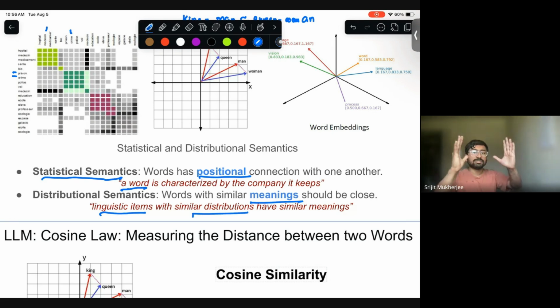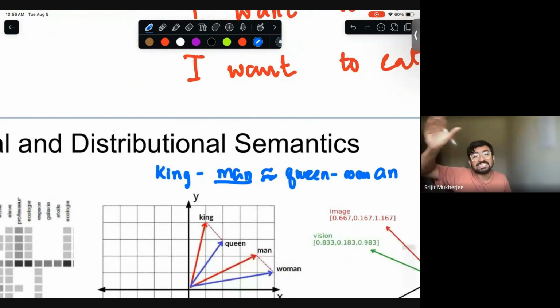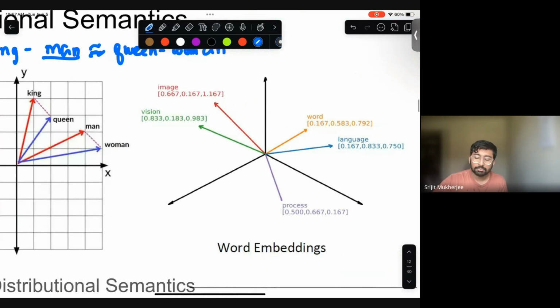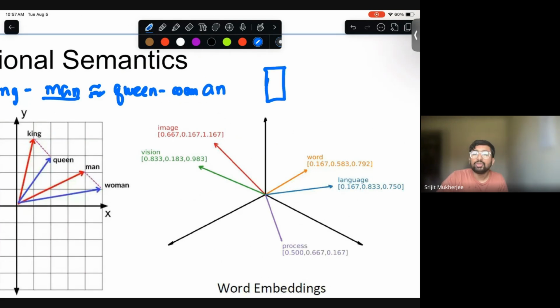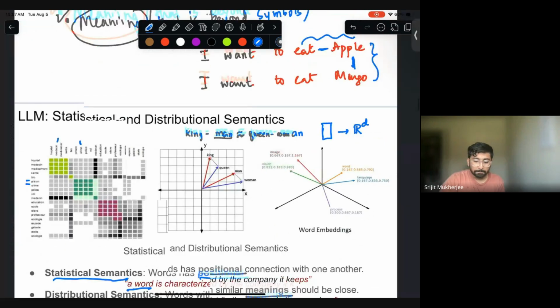It means if two terms are similar, they have similar meaning, they should be together. That means king and man should be together. And not only that, the distance between king and man should be the same as the distance between queen and woman. This mathematical distance should be constant, or similar at least. So therefore, the first step is to represent a word or a token as a vector, a d-dimensional vector. Based on these vectors, we will do this positional stuff and the linguistic meaning stuff. But this is the most important thing.